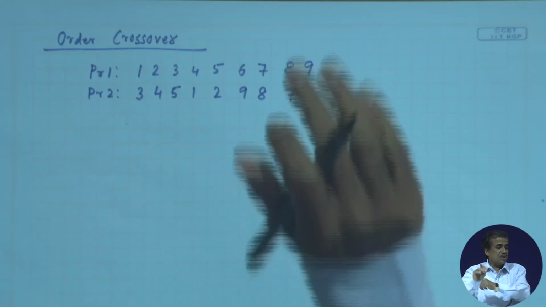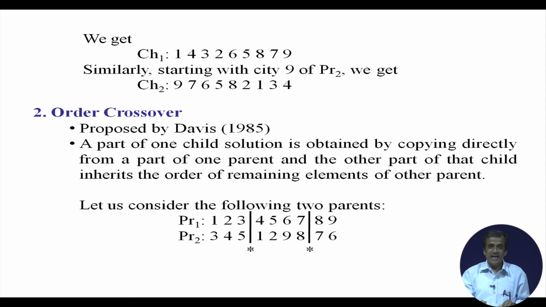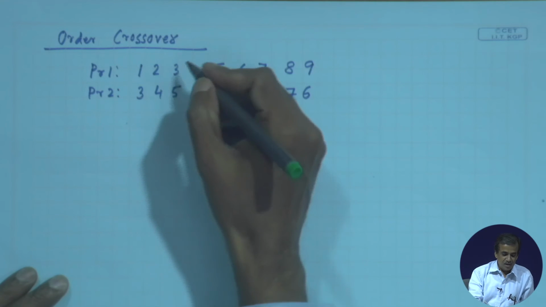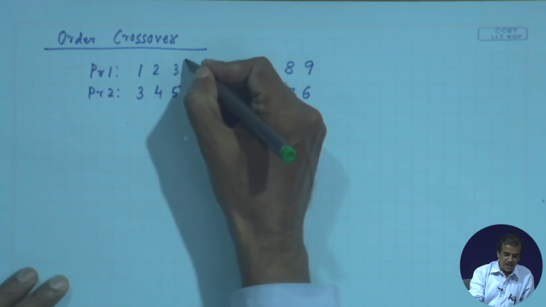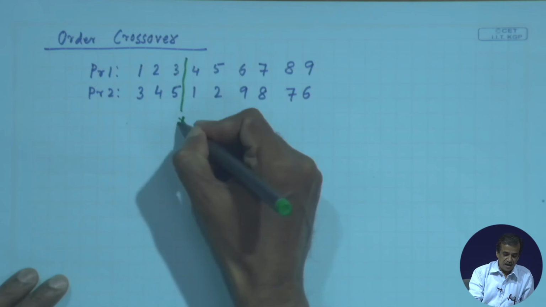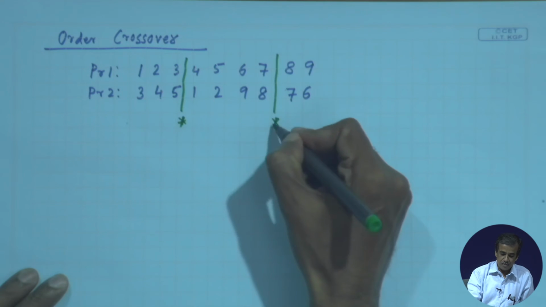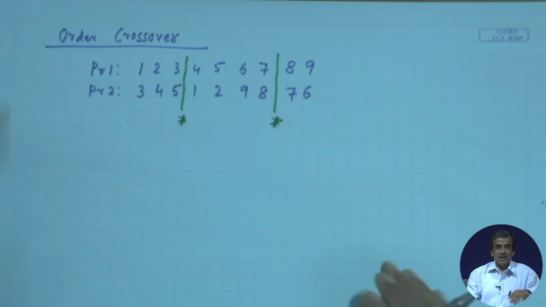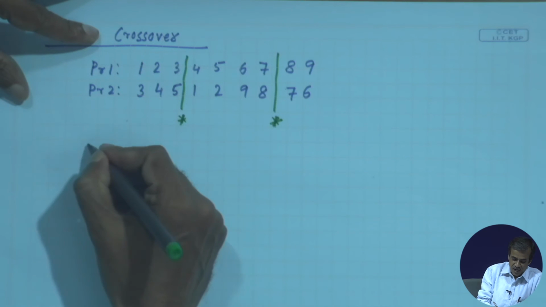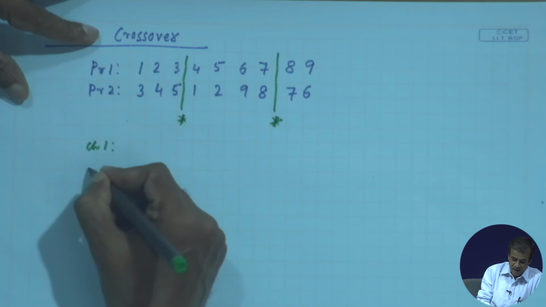Okay. The crossover sites are selected at random using a random number generator. Supposing that the first crossover site is here and the second crossover site is here. Okay. Now, how do we find out child 1 and child 2?